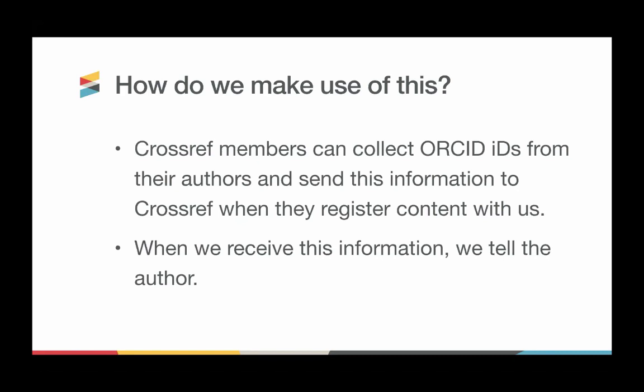Again, it's not enough for us just to take the information. When we see in Crossref that a publication has been registered with us and it contains the ORCID IDs for the authors, we tell the author about that so that they can automatically add it to their ORCID record. So let me just talk you through the stages of how that works.